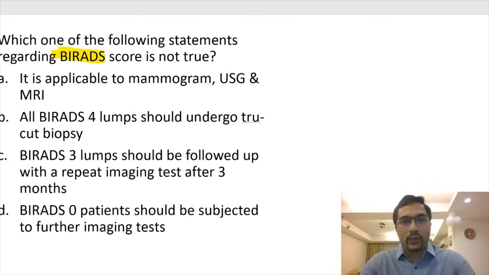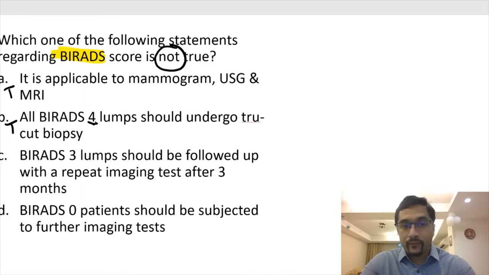Breast imaging, reporting and data systems. Right? I'll repeat again. Breast imaging, reporting and data systems. This is a method to document any breast radiological scan which is done. Okay, so we have to find out the false statement. Not true means we have to find out the false statement here. It is applicable to mammogram, ultrasound and MRI. This is true. All BI-RADS 4 lumps need to undergo true cut biopsy. I'll just show you that BI-RADS 4 are suspicious lumps and all suspicious lumps require a true cut biopsy to rule out cancer.